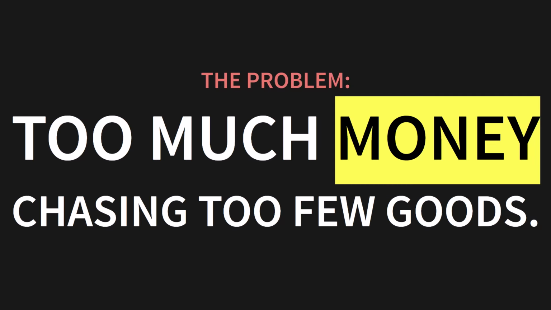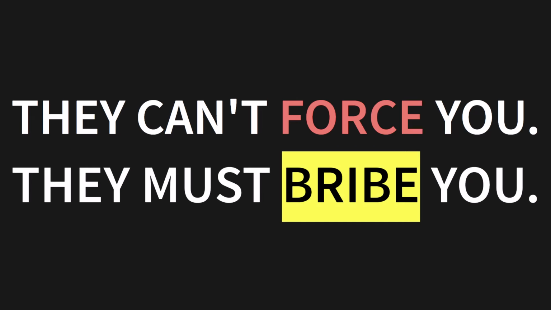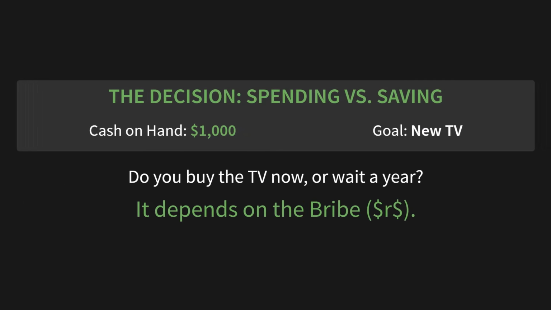There is simply too much money chasing too few goods. So their goal is actually very simple. They need you to stop spending. But they can't force you. They can't just command you to close your wallet. No, they have to convince you. They have to bribe you. Let's look at this decision between spending and saving. Imagine you have $1,000 in cash right now, and your goal is to buy a new TV. So the question is, do you buy that TV now, or do you wait a year? Well, it all depends on the size of the bribe, which we'll call R.